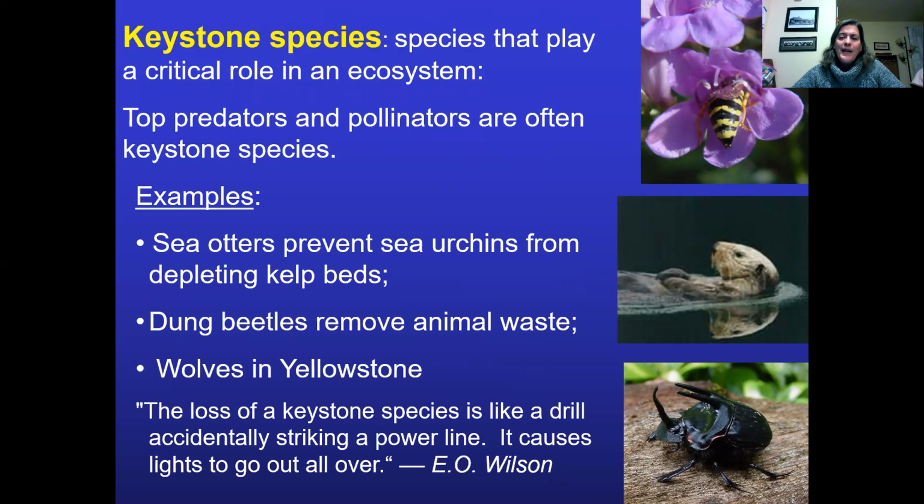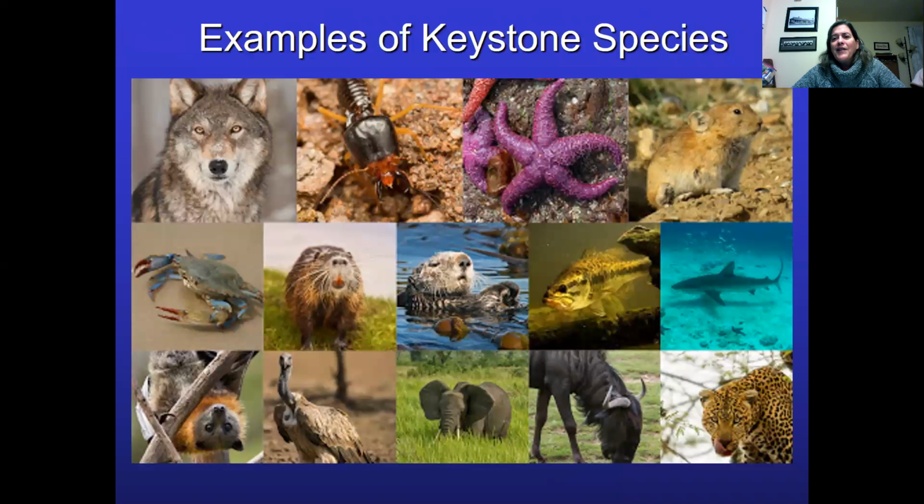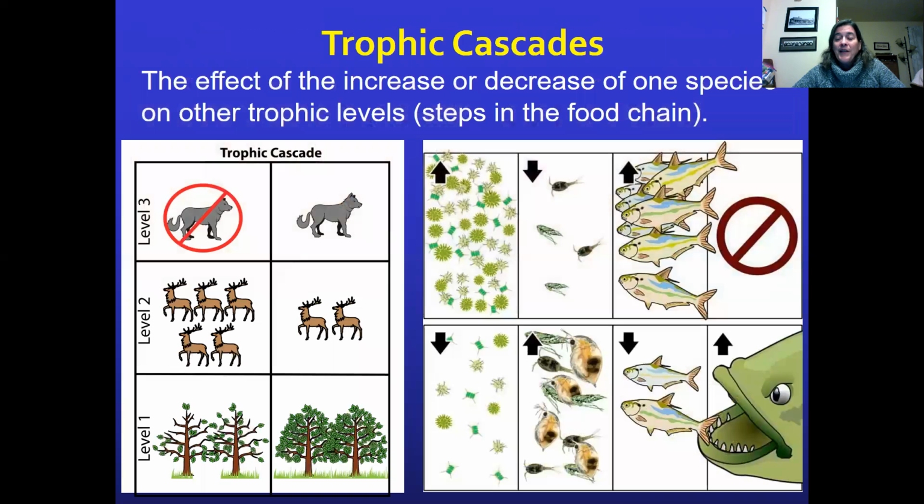And there's a little quote from E.O. Wilson. And this is a picture of a bunch of keystone species. You can look up the various reasons why they're all keystone species; we won't go into it all here. But there's also something called a trophic cascade. This is the effect of an increase or decrease of one species on the other trophic levels. Again, the wolves in Yellowstone are a great example, and we'll see that little video.